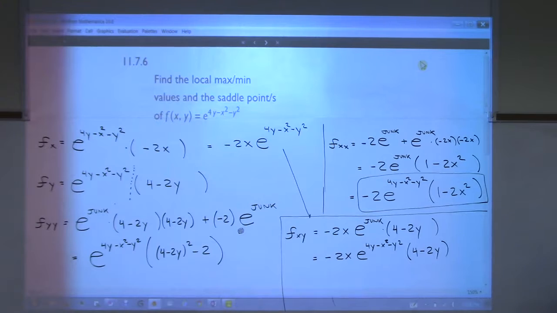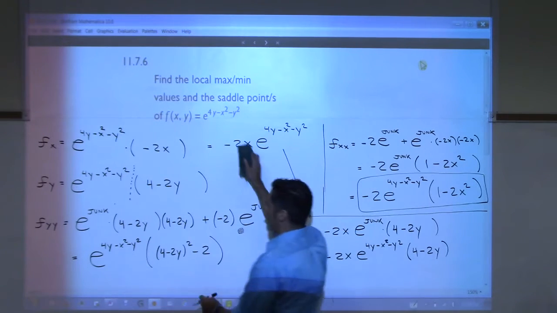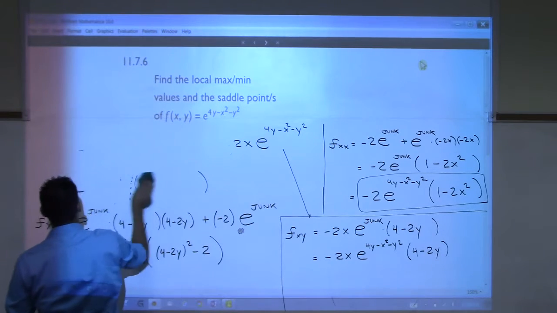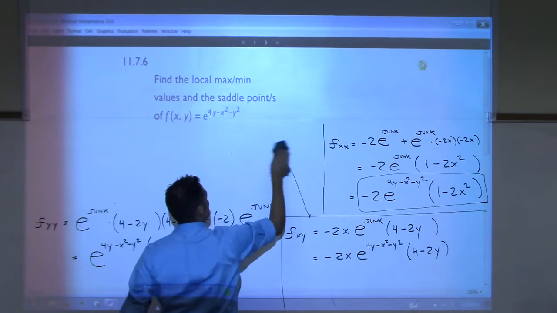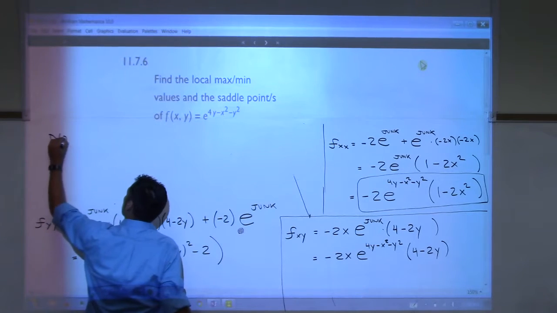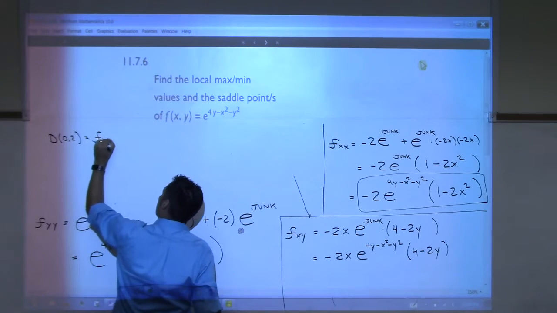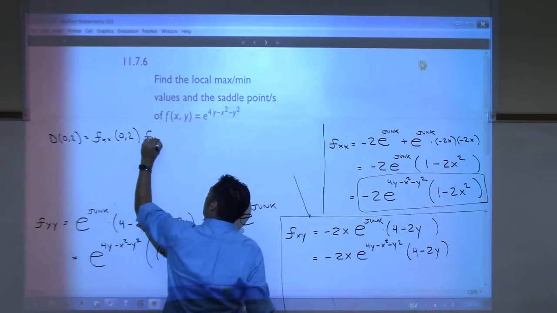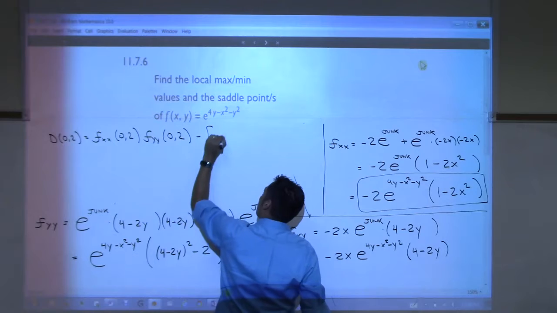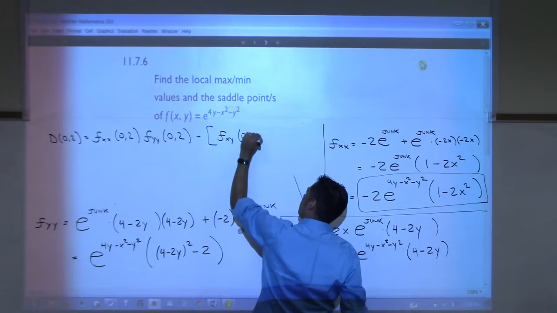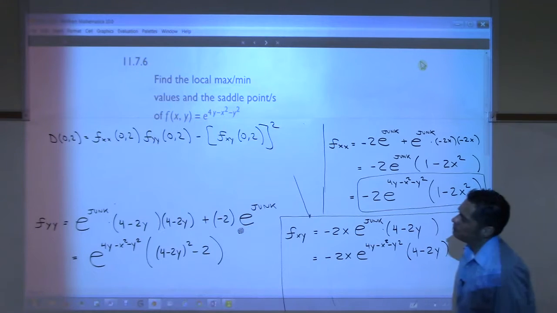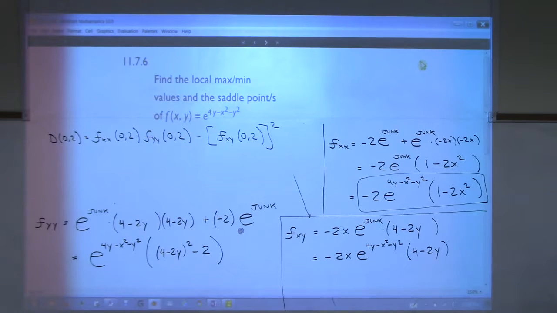All right, now the good thing is we're only going to calculate D at one point. It was what, 0, 2? 0, 2. So let's get D. I can get rid of this. I can get rid of this. So D at 0, 2 was fxx at 0, 2 times fyy at 0, 2 minus fxy at 0, 2, that thing squared. All right, let's plug in 0 for x and 2 for y.